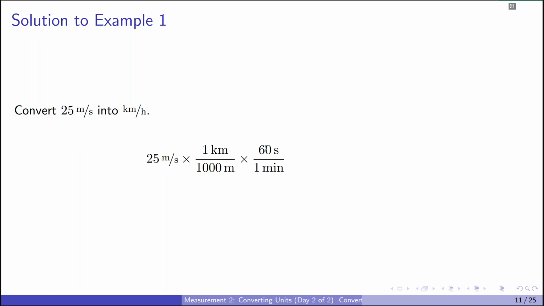So if we multiply by 60 seconds per minute, we'll cancel the seconds, turn this into kilometers per minute. We need kilometers per hour. So we put another 60 minutes per hour in. Now we've canceled our minutes, we've canceled our seconds, we've canceled our meters. We're just left with kilometers and hours. So 25 meters per second is 90 kilometers per hour.